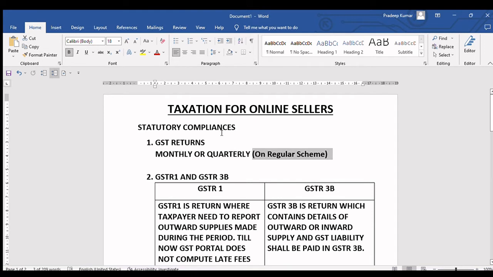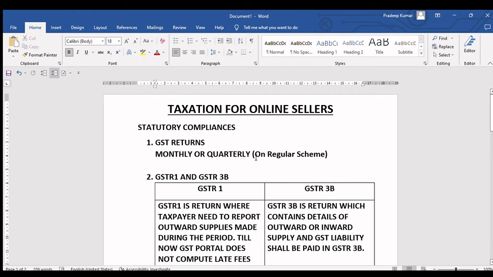So guys, we are on our computer screen. The topic is taxation for online sellers. What are the statutory compliances in GST? First, GST returns. We will file GST returns on a monthly or quarterly basis.